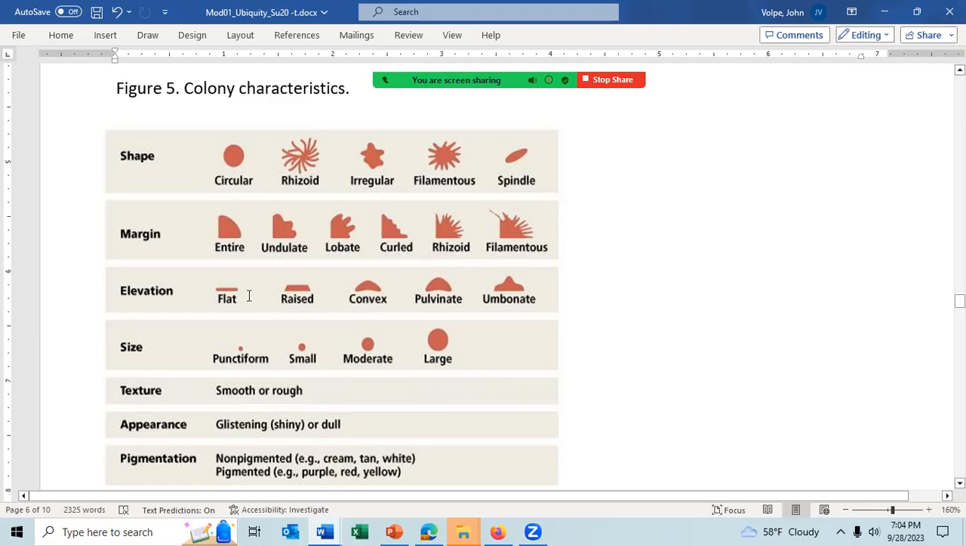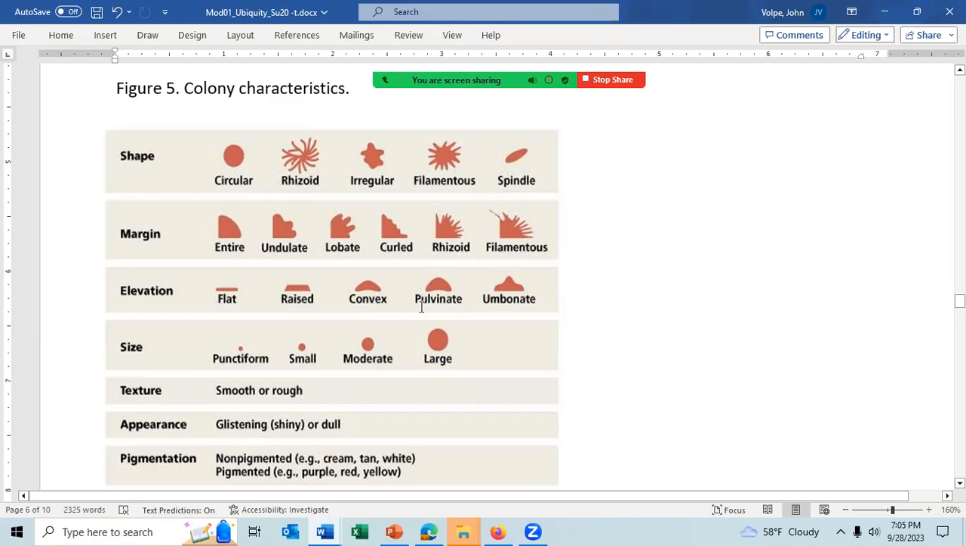With elevation, and I'm unlikely to ask you what is the elevation of the colony, you can have a flat colony, a raised colony, and that's like a mesa, a convex colony, a pulvinate colony, and that's a superconvex colony, and an umbonate colony. Once again, I would never ask you to distinguish between a convex colony and a pulvinate. I don't know if I could distinguish those two. Okay.